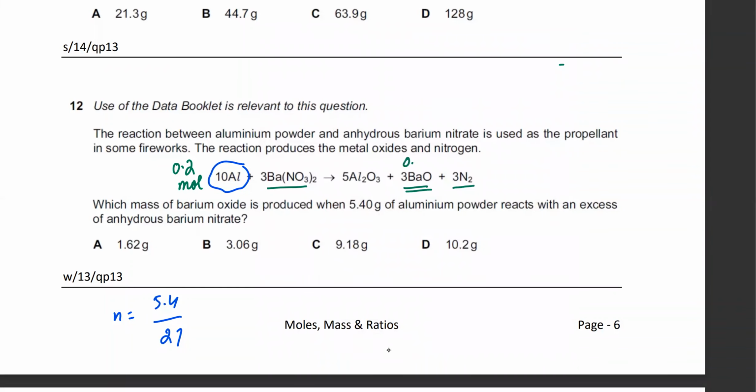So the moles of barium oxide come out to be 0.06 moles according to the ratio 10:3. And we have to find the mass of barium oxide. We have the moles now. All you have to do is multiply the moles by the MR, which in this case is 137.3 for barium and 16 for oxygen. You'll find the mass, which you can calculate on your own. Okay, is this clear as well? Yes, sir.